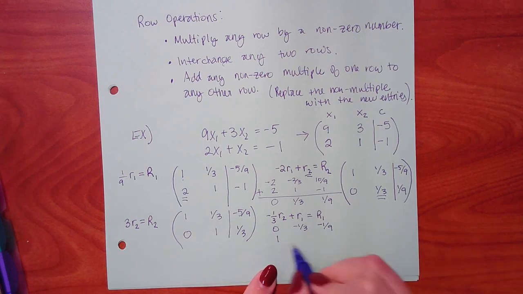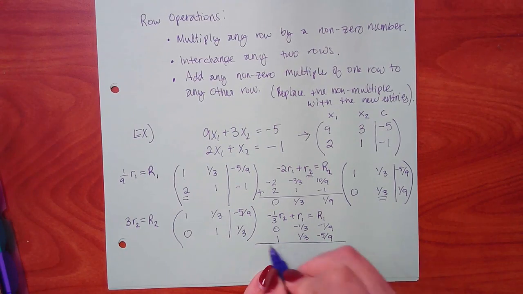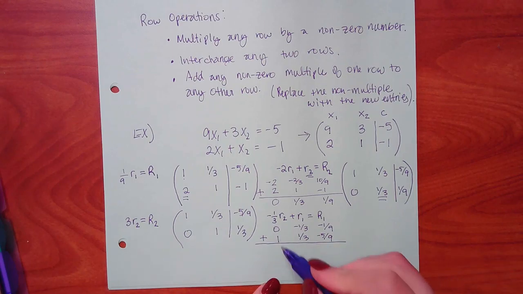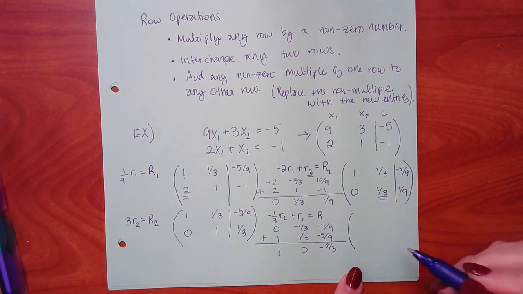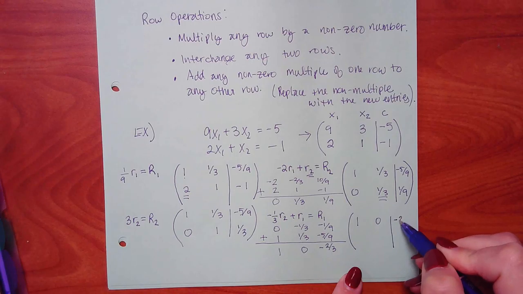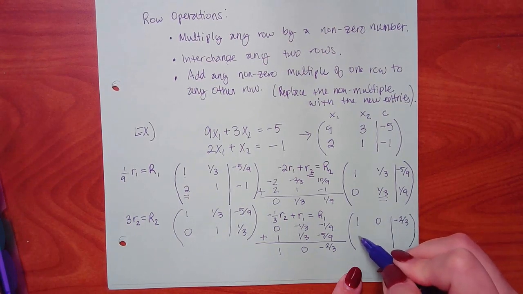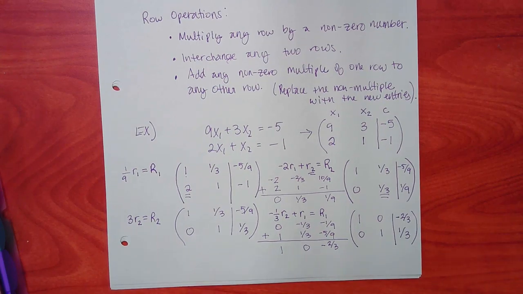Then I'm going to put row 1 underneath it and add these together. I'm going to get 1, I'm going to get 0, and I'm going to get negative 6/9, which is negative 2/3. So my row 1 is going to become 1, 0, and negative 2/3. My bottom row is going to stay the same as it was in the previous step. It's only row 1 that's got the capital R, so only row 1 gets replaced.